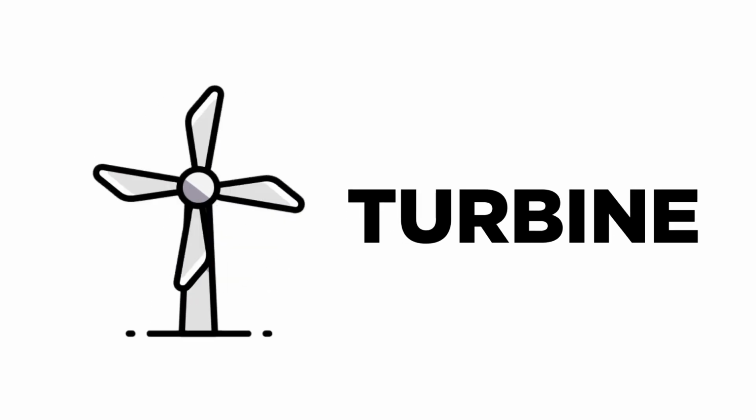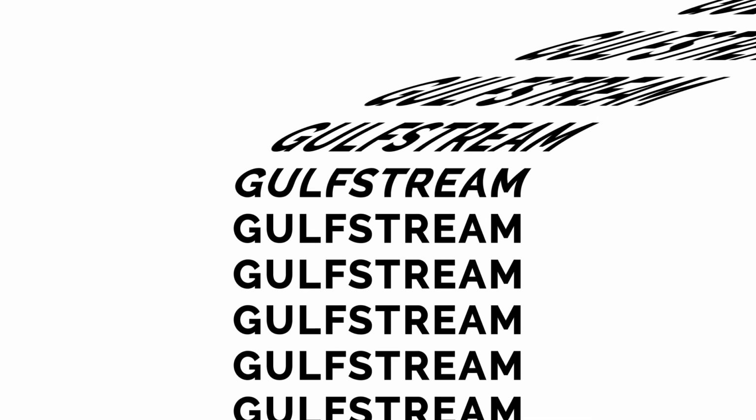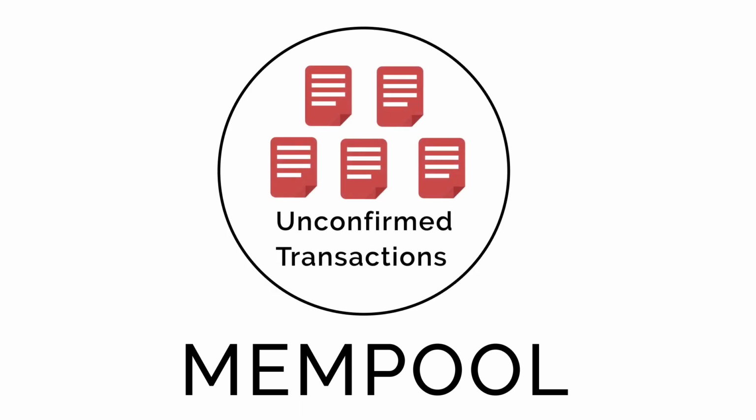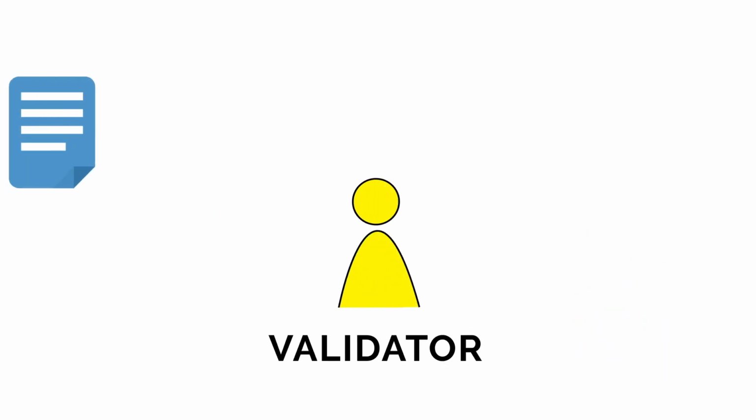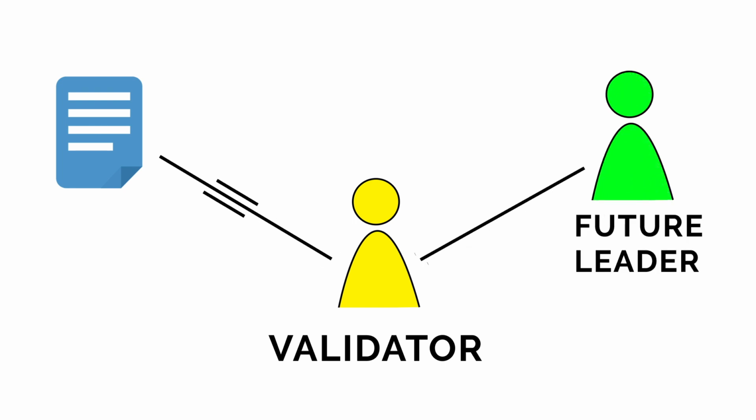Next is Turbine, a block propagation protocol. Turbine helps to break down data and makes sharing data between nodes easier, saves bandwidth and increases the transaction processing speed of the network. Gulf Stream, a mempool-less transaction forwarding protocol. Mempool means a set of unconfirmed transactions. It helps Solana to cache transactions ahead of time and push them over to the edge of the network. Validators now can validate transactions ahead of time and reduce confirmation time and memory requirements on validators from unconfirmed transaction pools.